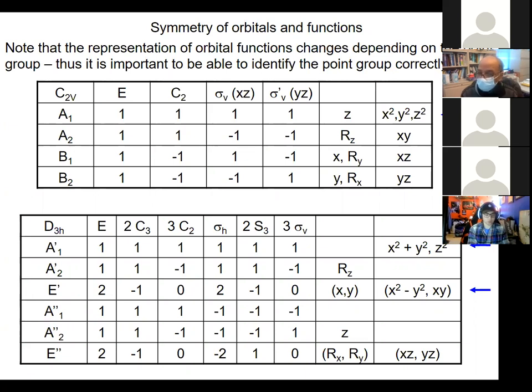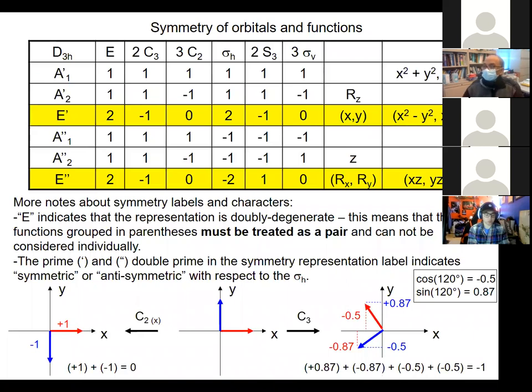Let's go to the next slide. So if you now look at the D3, remember we just talked about E indicates that the representation is doubly degenerate. This means that the functions grouped in parentheses must be treated as a pair and cannot be separated or considered individually. Whatever you do to X, you have to do to the Y also.